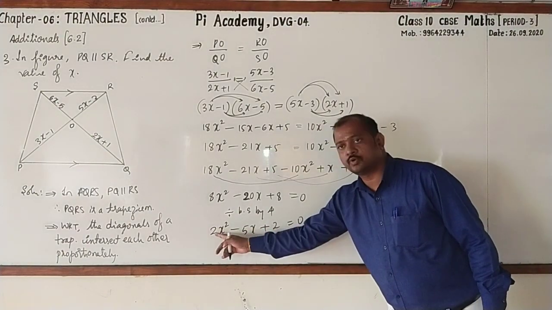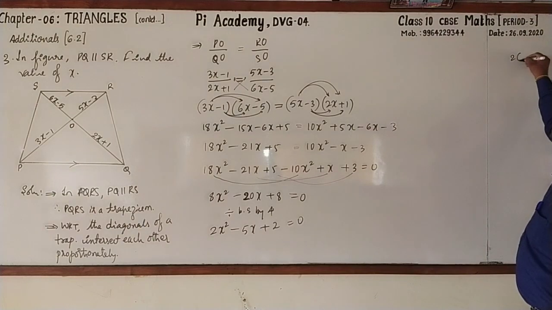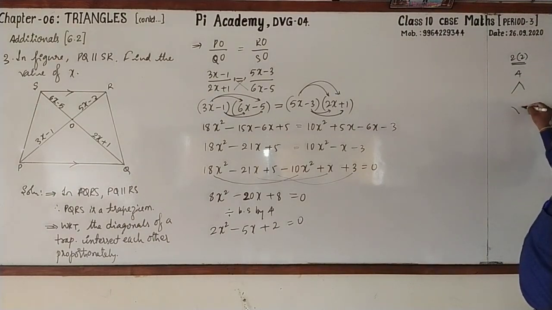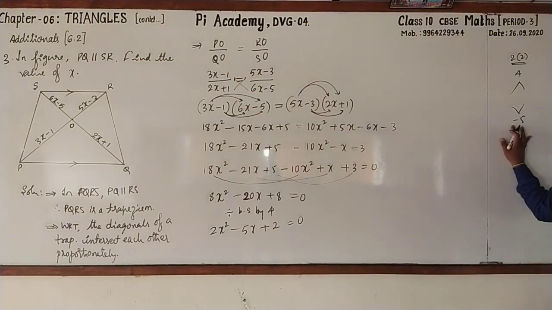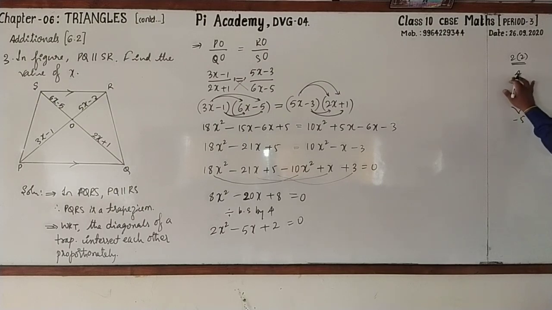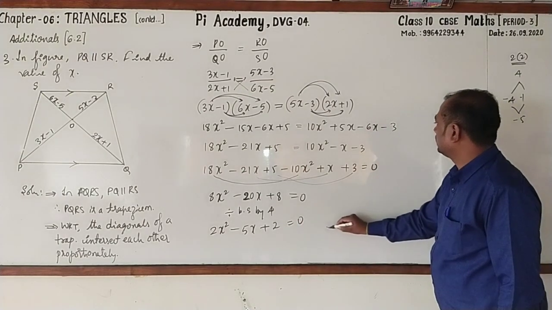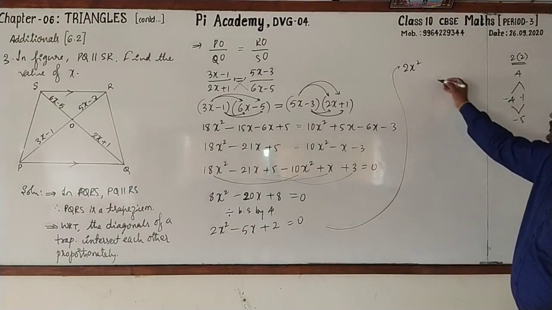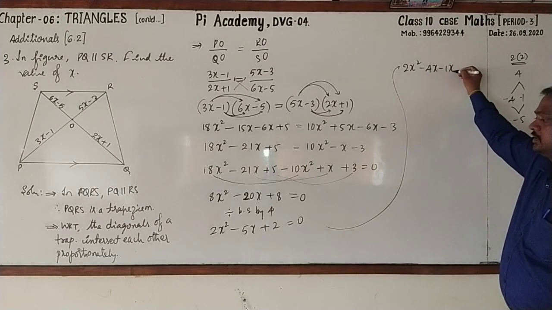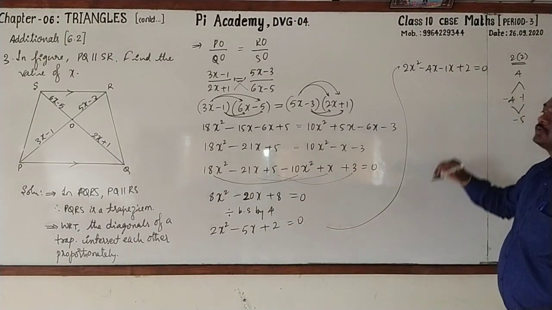Multiply first and last term coefficients. 2 and 2, 2 twos are 4. What is the middle term? Middle term is minus 5x. In that I have taken the coefficient only, minus 5. What are the factors of 4 to get minus 5? It is 4 ones are 4, 4 plus 1 is 5. But we want minus 5. Hence I take minus 4 and minus 1. Now here I'll write. This is 2x square minus 5x, which can be written as minus 4x minus 1x. Remaining plus 2 is equal to 0.